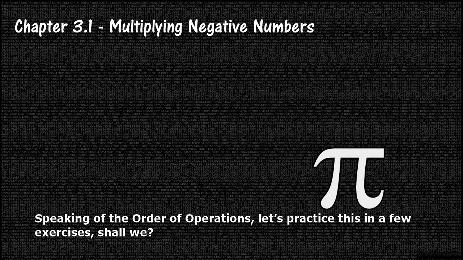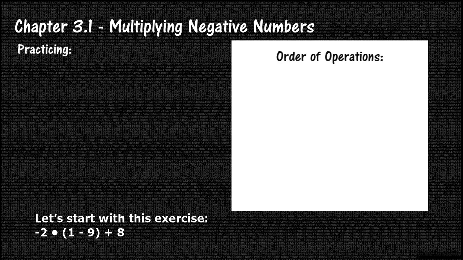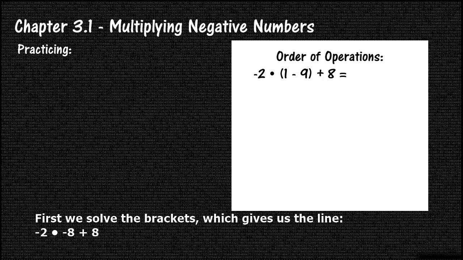Speaking of the order of operations, let's practice this in a few exercises, shall we? Let's start with this exercise. Minus 2 times 1 minus 9 plus 8. First we solve the brackets, which should give us the line minus 2 times minus 8 plus 8.